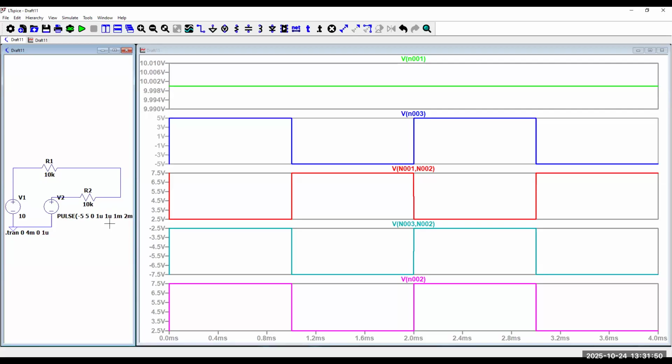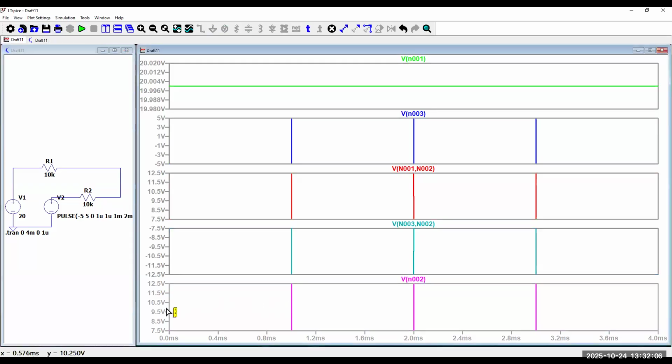If I change it to 20, it should be centered around 10 volts. So let's see. Yep, centered around 10 volts right here. Central line is right there. When we applied 5 volts, it was centered at 2.5. You apply 10 volts, it's centered at 5 volts. If you apply 20 volts, it's centered at 10 volts. If you apply 100 volts as DC, then that output waveform will be centered at 50 volts.